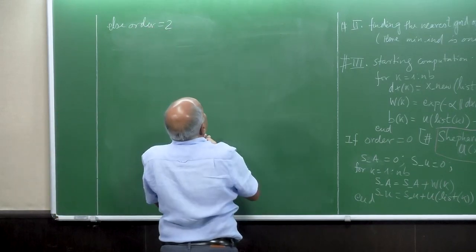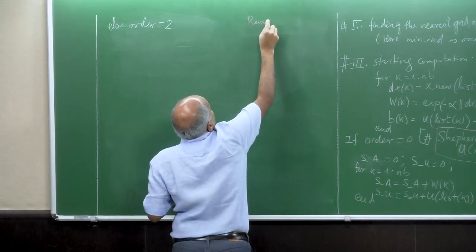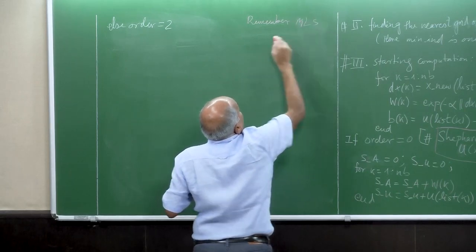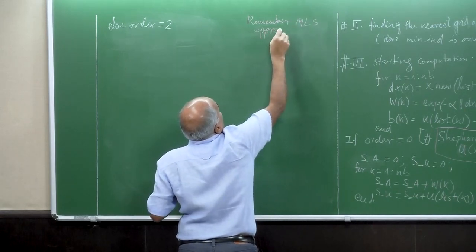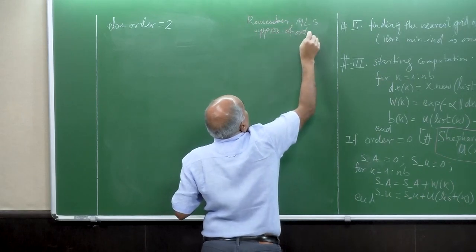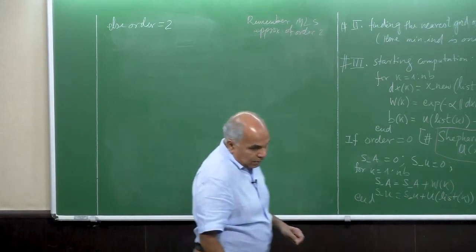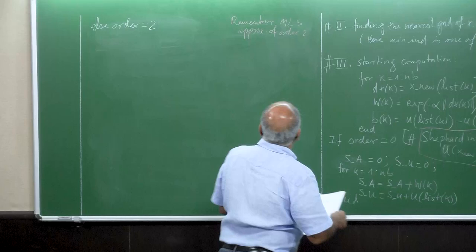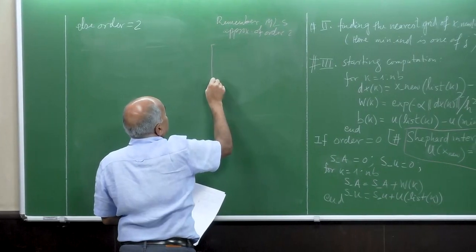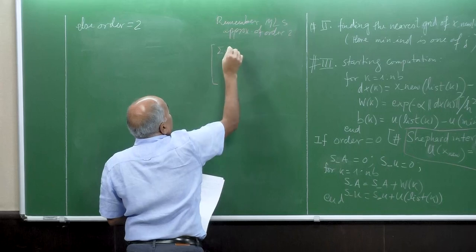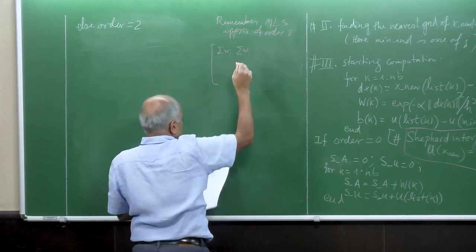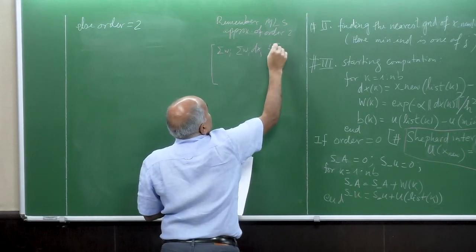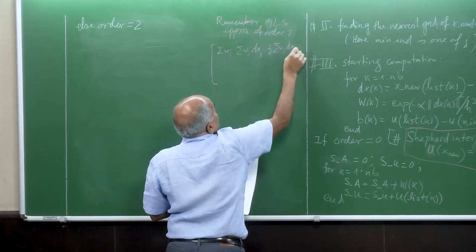So remember, MLS approximation of order 2, so we have to invert a 3x3 matrix there. So what do we have? We have a 3x3 matrix here: summation of wj, summation of wj dxj, half summation of wj dxj square.